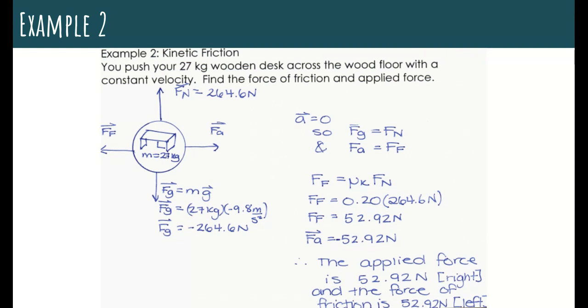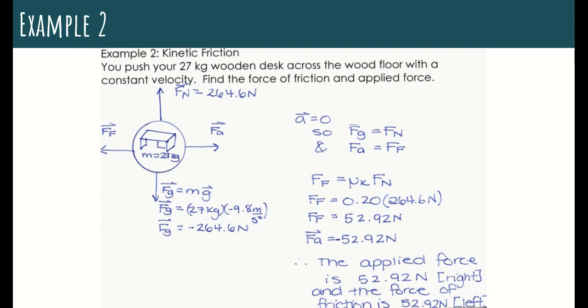So over here on the left-hand side, we have a free body diagram. The desk is represented in the circle as our object. It is 27 kilograms. So the first thing we want to figure out is our force of gravity. We also want to figure out the normal force because we know we're going to need that. So we have 27 kilograms times acceleration due to gravity, which is 9.8. So we get a force of gravity of 264.6 newtons down. We know that the normal force will be equal but opposite, so normal force is 264.6 newtons upward.